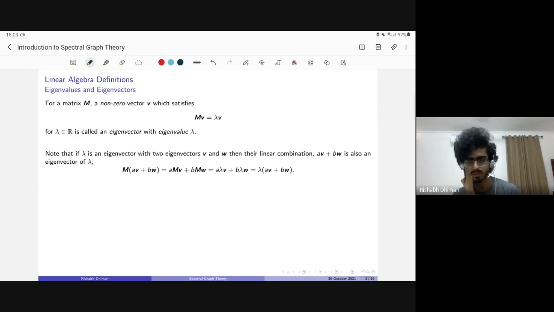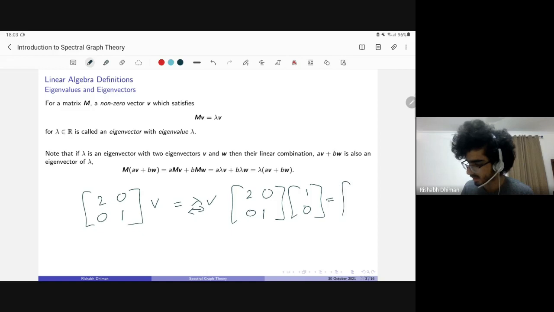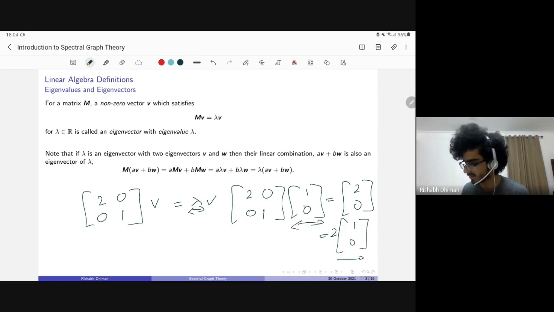Okay, I'll again give a short definition of what an eigenvalue and eigenvector are. If you have some matrix, say let it be 2001, you would define an eigenvector to be some vector v such that Mv is equal to lambda v, where lambda is some number. For example, you take this, multiply it out, and you'll see that this is equal to 2 comma 0, which is just the same vector scaled up.